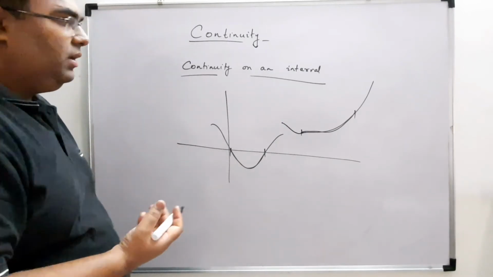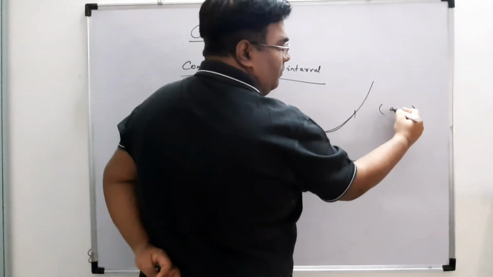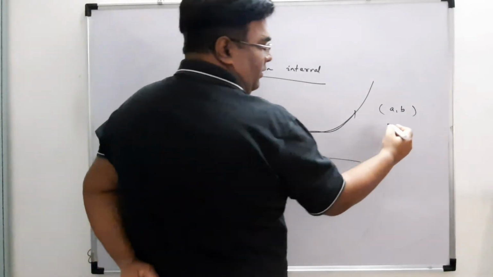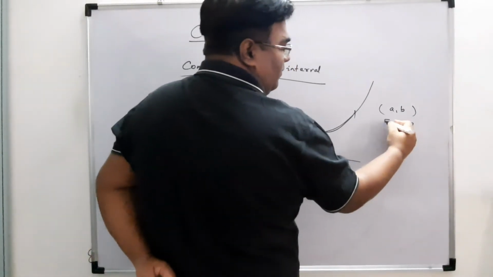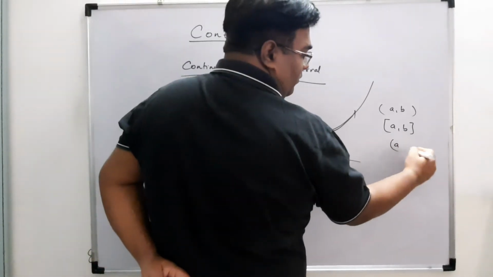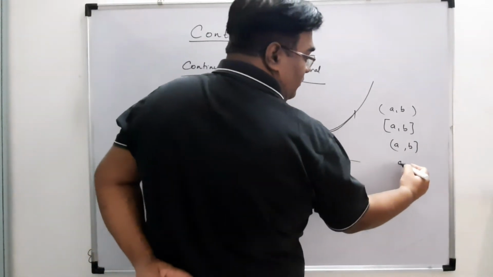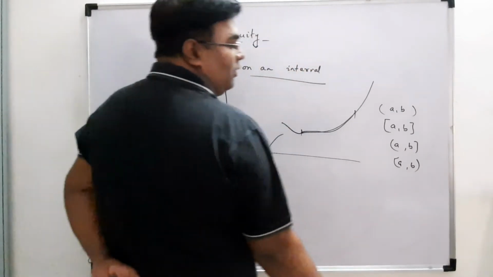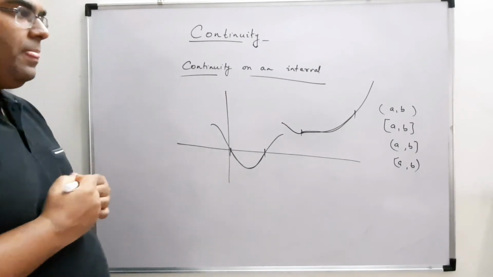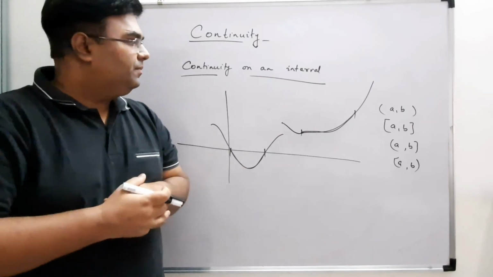Intervals are what? There are different types of intervals. One is called an open interval, where a and b are not included. Closed interval, where a and b are also included. One-sided closed interval, right hand side closed interval, left hand side closed interval. Right? So these are the basic 4 intervals where we can find the continuity of a function.